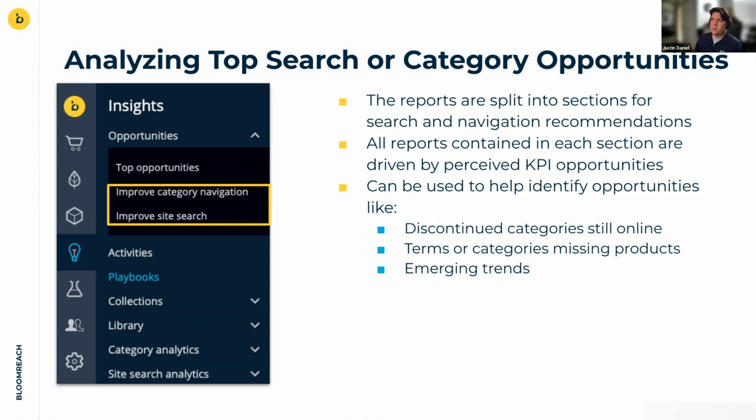And there's a lot of reports within them. We're going to talk about a few that I find to be the most helpful, but you can certainly take this framework of knowledge and then dig into these reports and see what works best for you. All reports contained in each section are driven by, again, perceived KPI opportunities as identified by the algorithms. So keep in mind, algorithms just know the patterns that they see. They don't really understand the context sometimes within them.